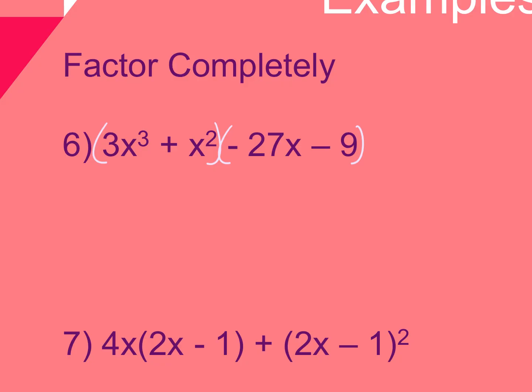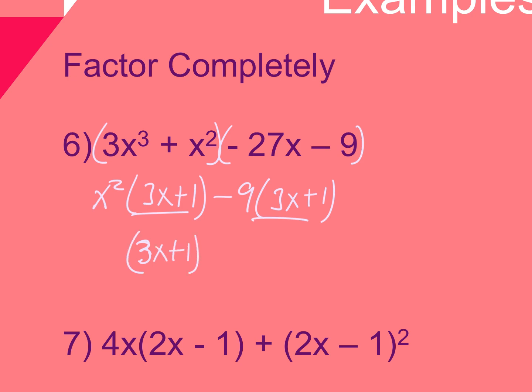And the GCF of our first group is going to be an x squared. We're left with a 3x plus 1. GCF of our next group is going to be a -9, and we're left with a 3x plus 1. All right, 3x plus 1 matches, so we get a 3x plus 1. And then in our other set of parentheses is going to be an x squared minus 9.